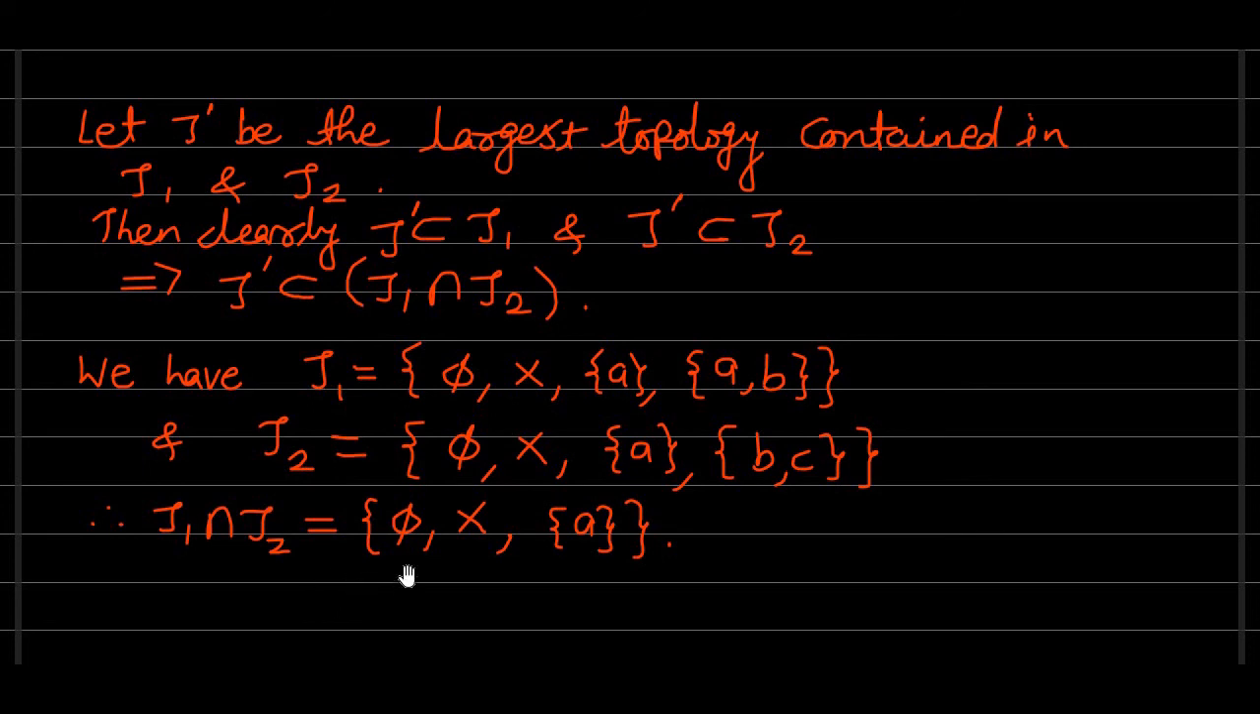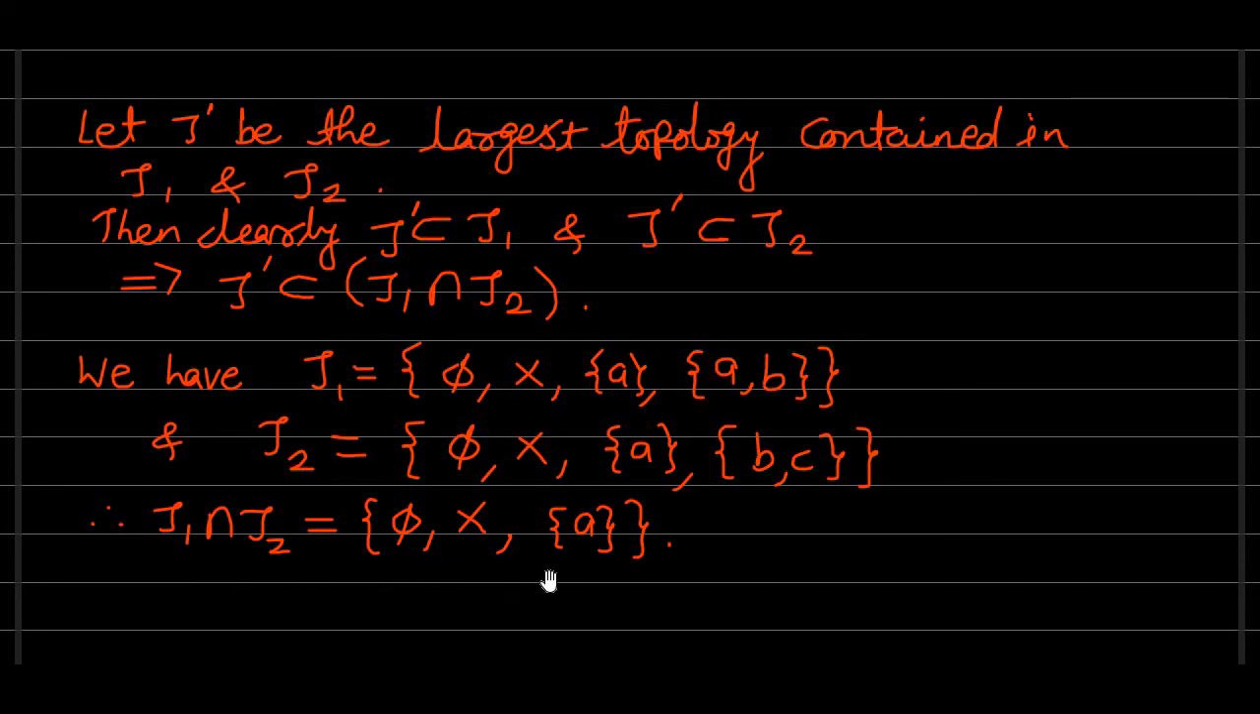Observe here the empty set phi and the complete set X both are present in TO1 intersection TO2. Therefore, the first condition required for being a topology is satisfied. Now we will check the second and third conditions. First of all, we will check the second condition, which is for the arbitrary union. Observe here, the union of empty set phi with the complete set X is the complete set X, which is already present in TO1 intersection TO2.